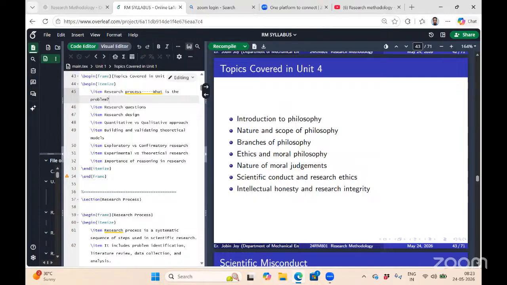So this is an example related with research. In research, there are so many scientific misconducts such as fabrication, falsification, plagiarism, etc. So this research ethics will help the researchers to avoid those scientific misconducts.